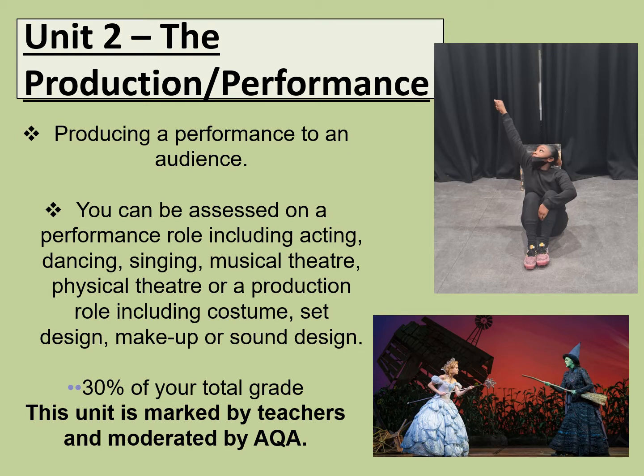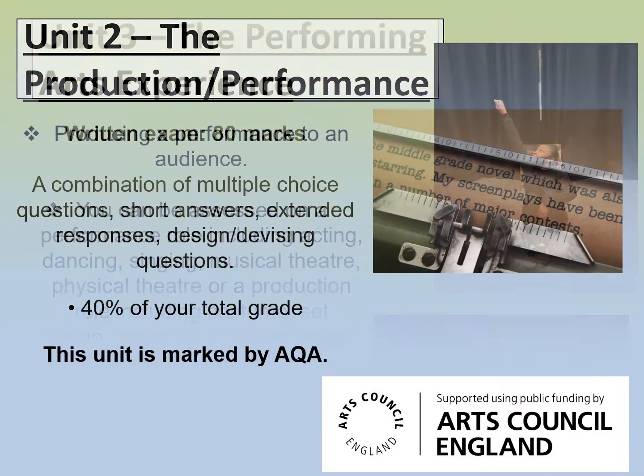If you choose to be a performer, then you can be assessed as an actor, a dancer, a physical theatre performer, or a musical theatre performer. Or if you decide you wish to focus on the production side of theatre, you can be assessed as a costume designer or makeup artist or set designer. This really is the unit where you can shine. It is 30% of your grade and it's marked by your teachers and moderated by AQA.